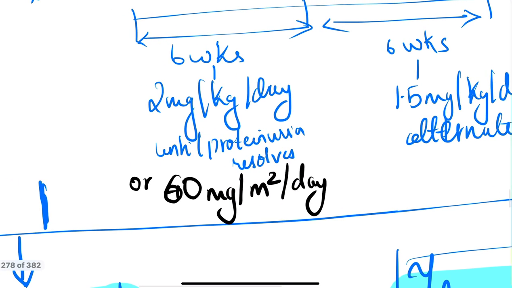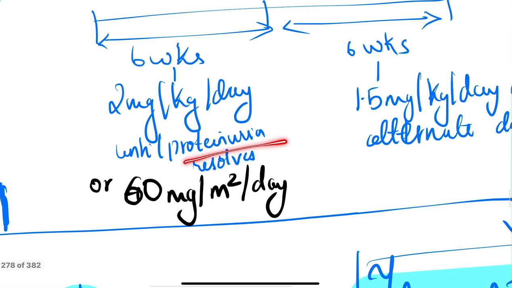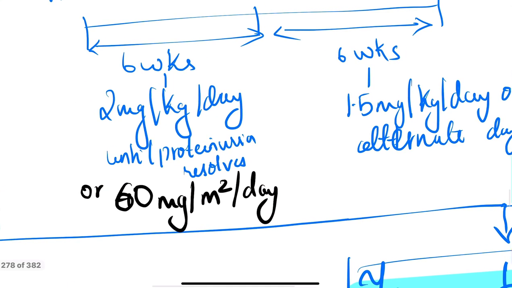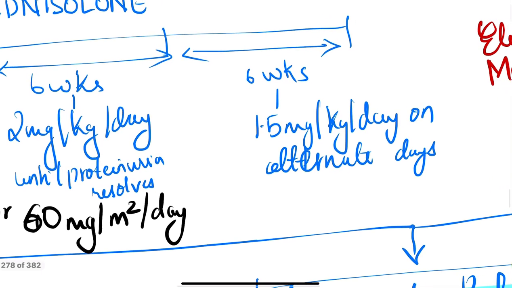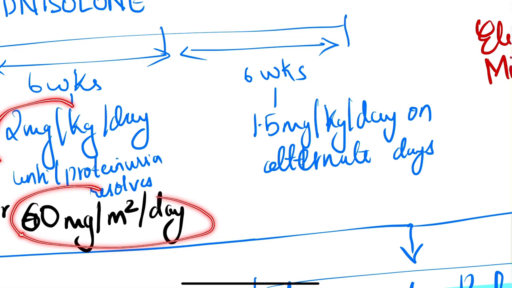So initially, for 6 weeks, you start with a high dose, that is 2 mg per kg per day, until proteinuria resolves. This 2 mg per kg, you can write with respect to body surface area as 60 mg per meter square per day. This is based on body weight, this is based on body surface area, simple. So some places Ghai has given 60 mg, some places 2 mg, but they both are the same. Just wanted to tell that.